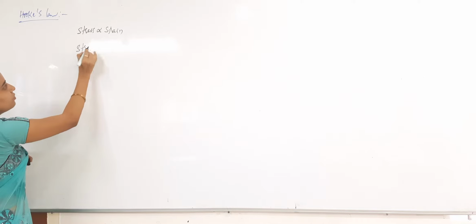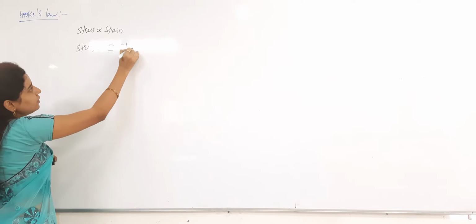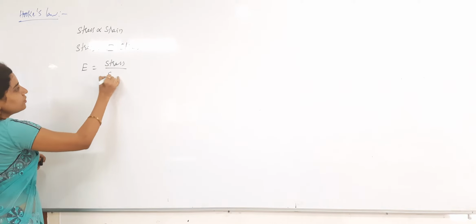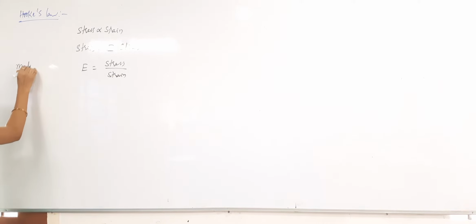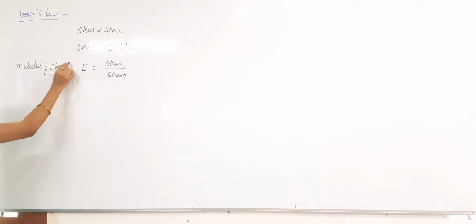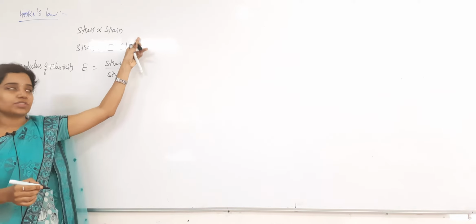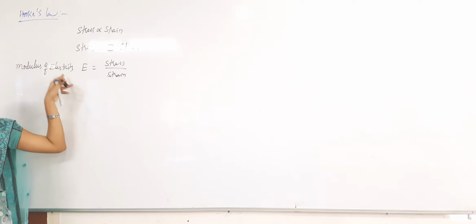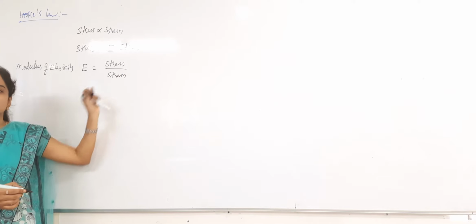Then whenever I remove this proportionality, I will get a constant E. That E is equal to, what can I write here? Stress divided by strain. What do we call it? Modulus of elasticity. Modulus of elasticity is E. Hooke states that stress is directly proportional to strain. Then I can remove the proportionality by taking a constant. That constant is known as what? Modulus of elasticity. Modulus of elasticity is equal to stress by strain.